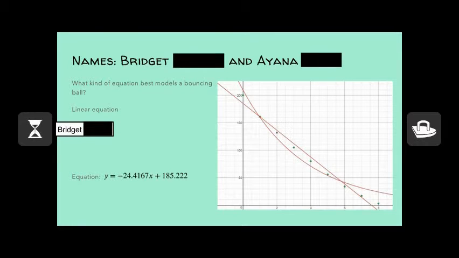Bridget and I used a linear equation to model the Bouncing Ball Lab. It goes down by a constant rate and forms more of a line than the curved line of an exponential function. The y-intercept was 185.222 according to Desmos. The slope was negative 24.4167.